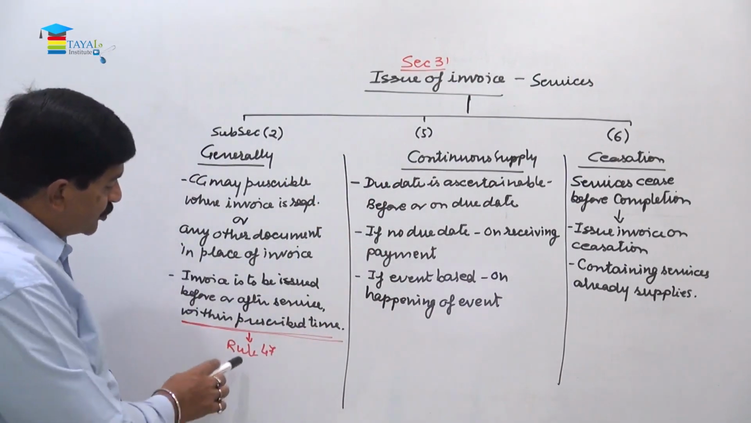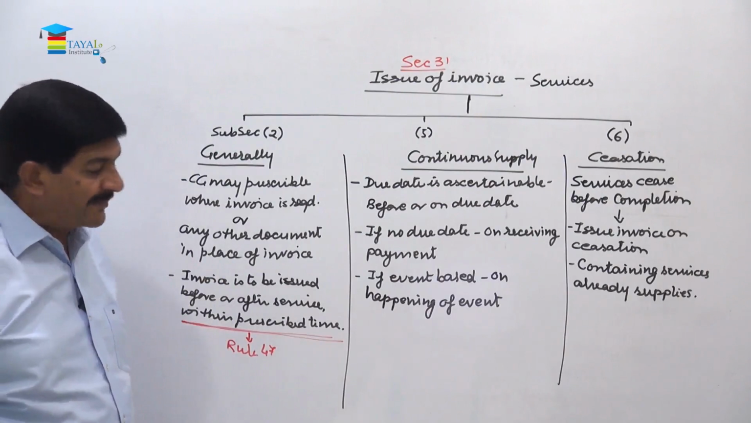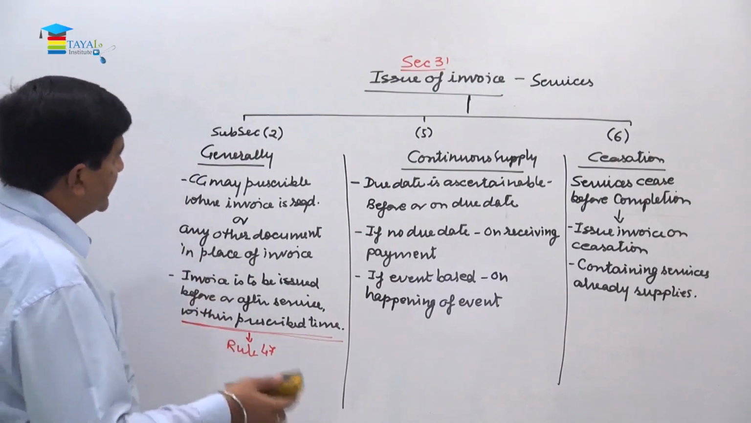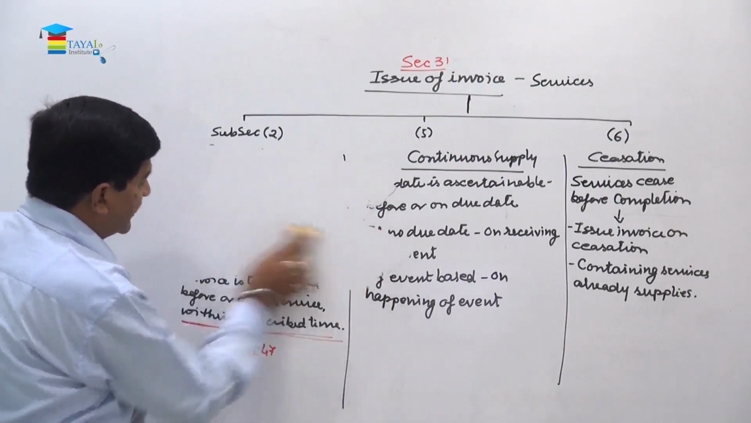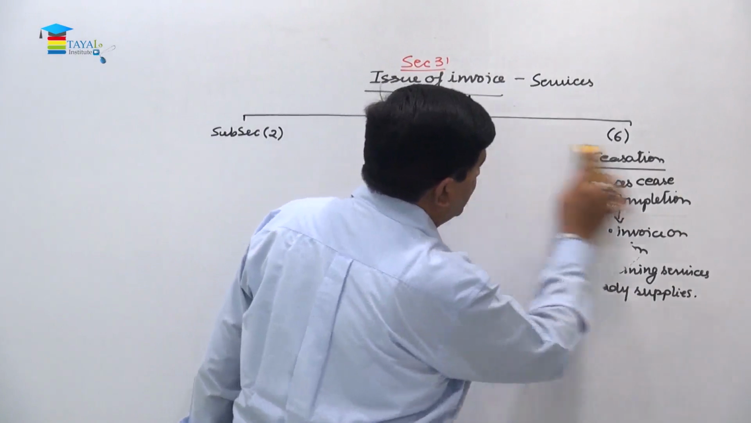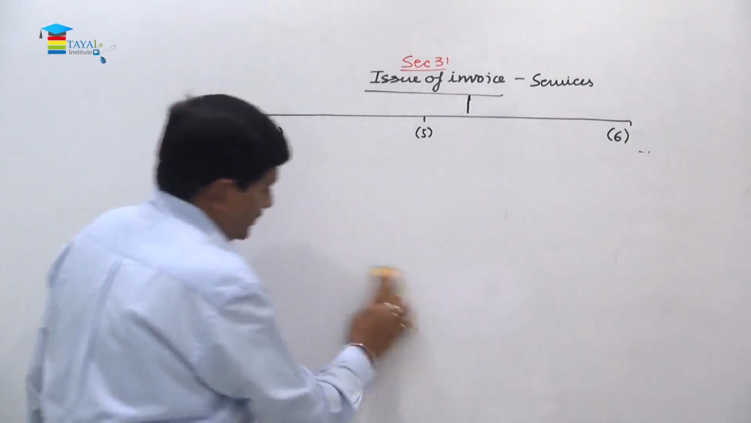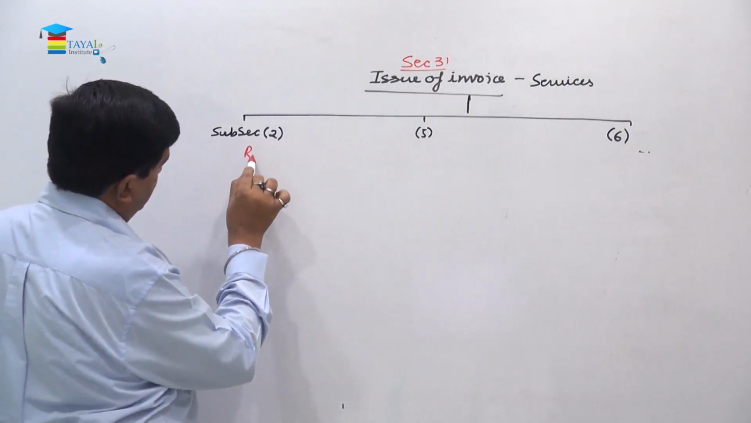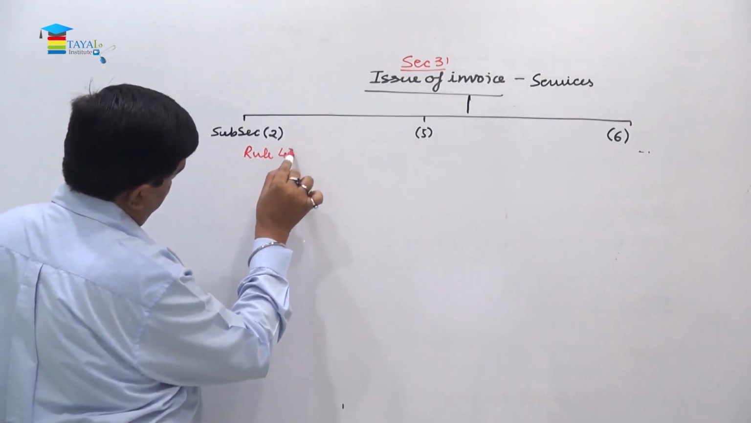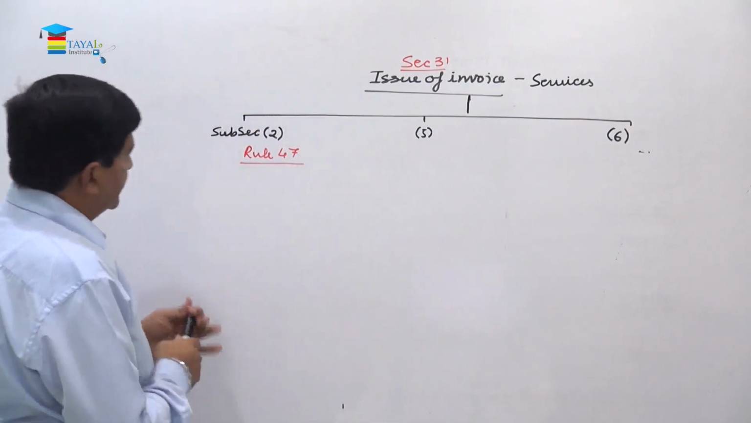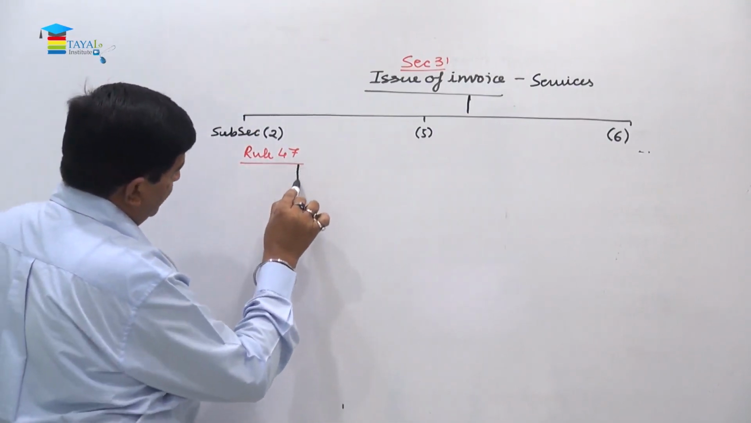Right? Here I told you that rule number 47 is applicable. So you continue there itself. Right? So you need not refer any other page. On the same page you can see everything. So here, rule number 47. So for rule number 47, this is talking about the time of issue of invoice.